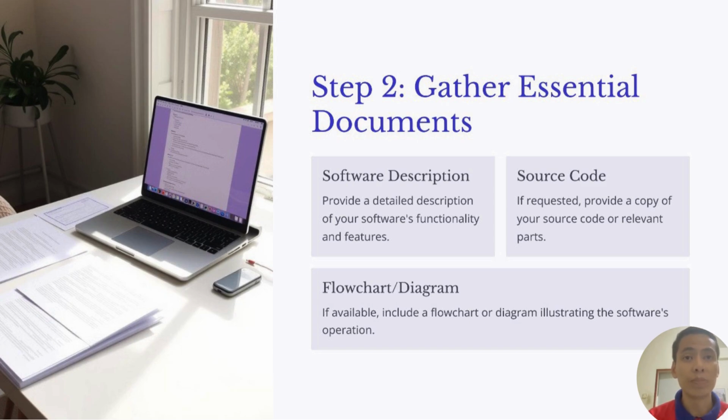Next, prepare the important documents. To register, you must prepare important documents about the matter to be registered on MyIPO. The documents will be used to fill in the form needed. For example, documents such as software description, source code, and flowchart or diagram if needed.